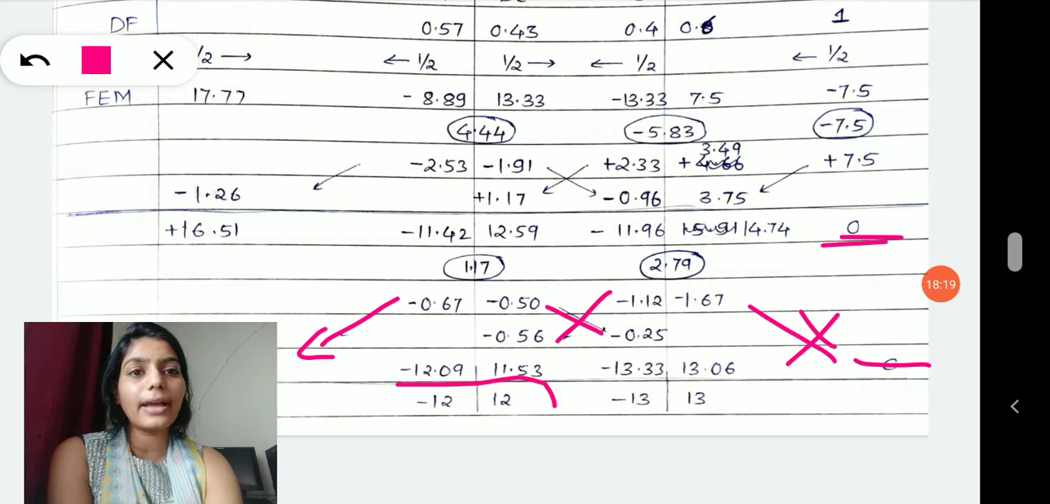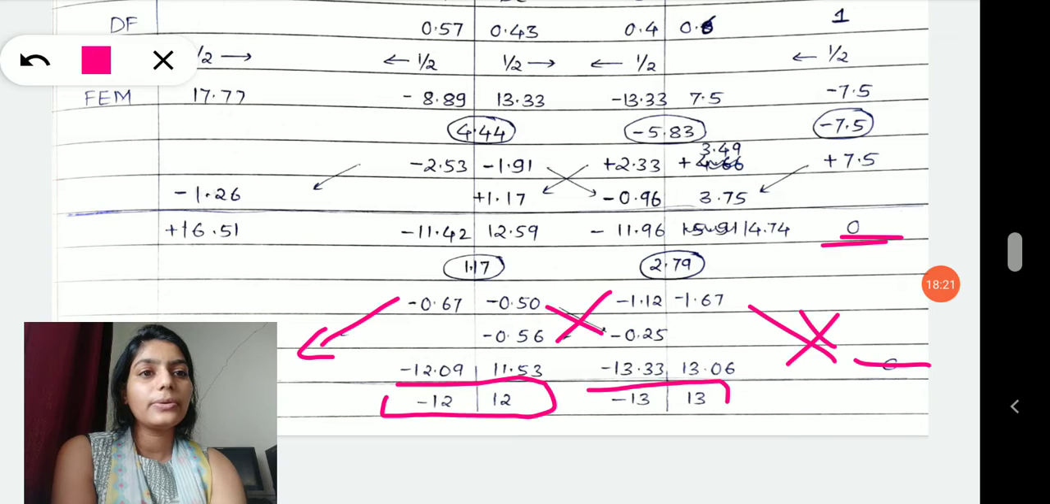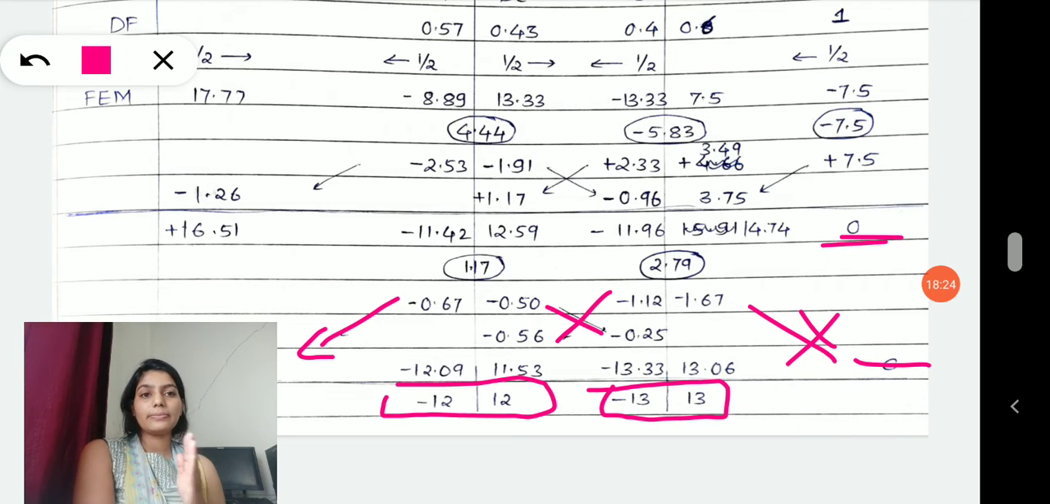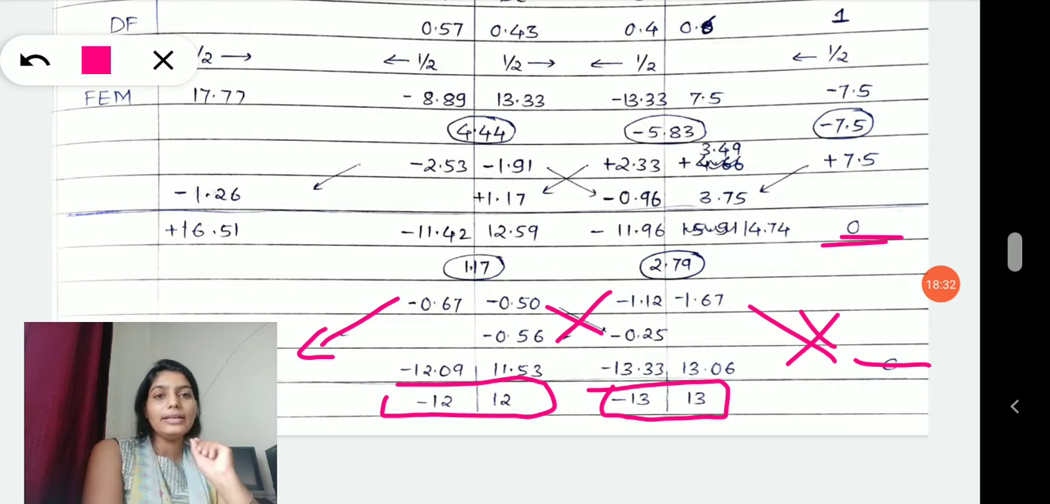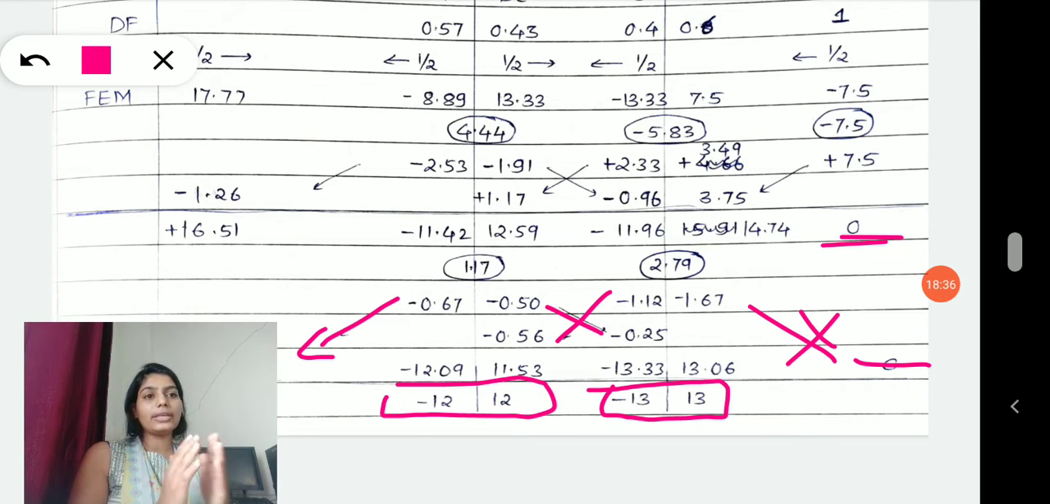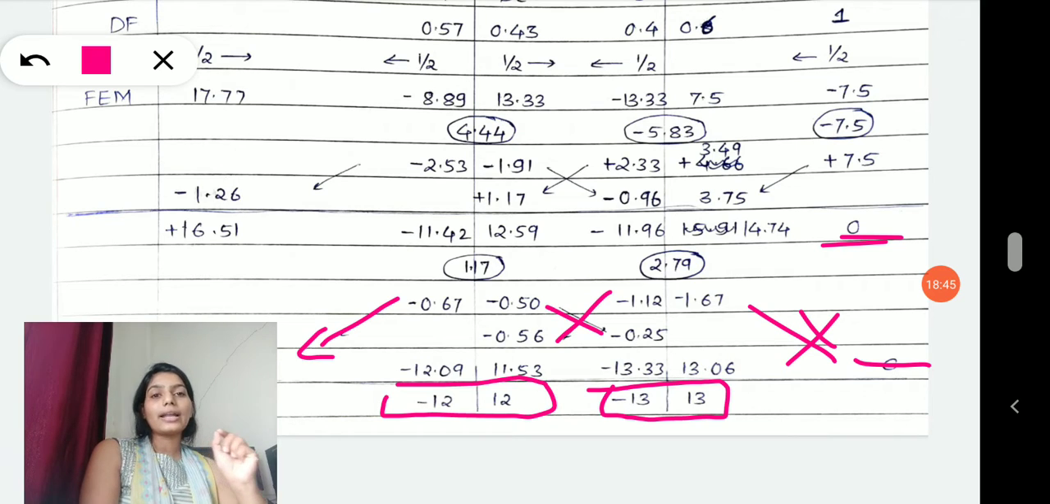After adding the values, you get moments of minus 12, plus 12, minus 13, 13. At joint B the moments got balanced, at joint C also the moments got balanced. So you can stop your iteration now. Here the iteration has to be stopped. The moments are minus 12 kilonewton meter and minus 13 kilonewton meter. These are the final moments at supports B and C.